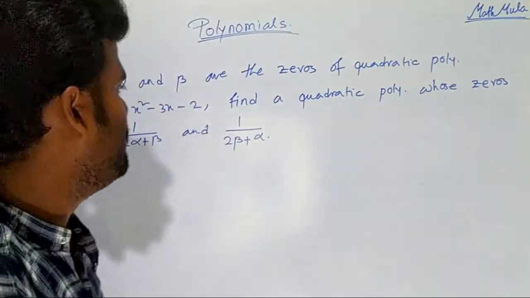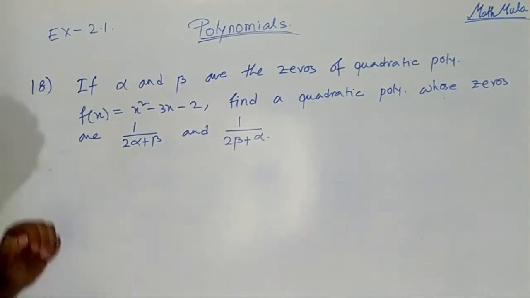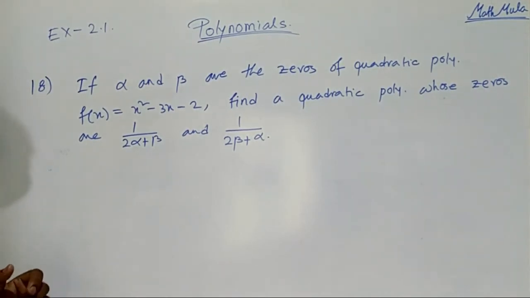Now we solve sum number 18. If alpha and beta are the zeros of quadratic polynomial f of x is equal to x squared minus 3x minus 2, find a quadratic polynomial whose zeros are 1 by 2 alpha plus beta and 1 by 2 beta plus alpha. Now to solve this sum, we use the relation between roots and coefficients.